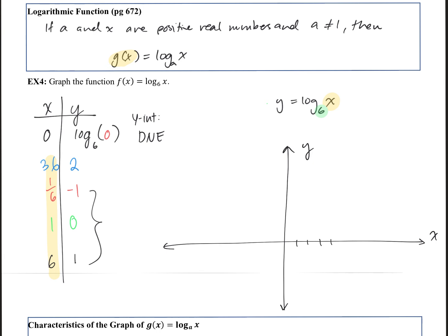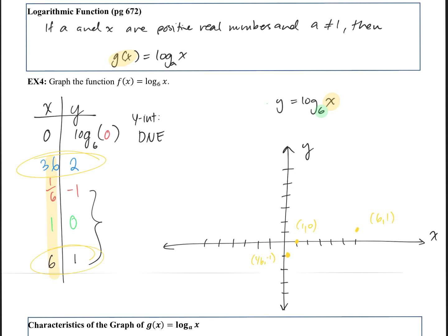So 1, 2, 3, 4, 5, 6. Okay, so we have the point 6, 1. Up 6 over 1. And then we have the point 1/6, negative 1. So let's see, 1/6, negative 1 down here. And then we have the point 1, 0 right here. And that's basically it. It'd be really hard to graph the other point, which is once again why I picked this point right here. Okay, so let's go ahead and fill those in.